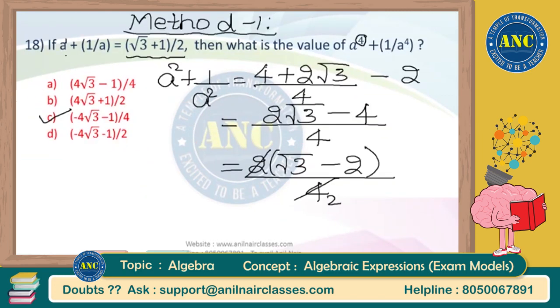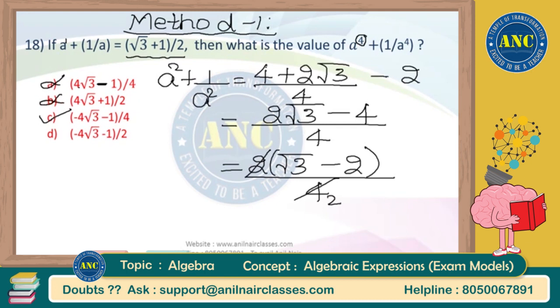First of all, I will not be wasting my time in listing out the first and second options, because 4 root 3 minus 1 is a positive value. Root 3 is 1.7. 4 into 1.7 is 6.8. Minus 1, 6.8 minus 1 is 5.8 by 4. It's a positive value. It cannot be the answer. Similarly, 6.8 plus 1 is 7.8 by 2. A positive value cannot be the answer.